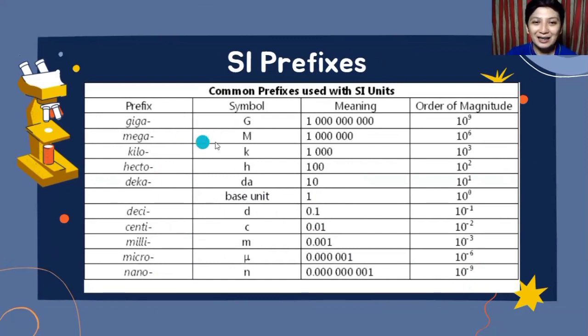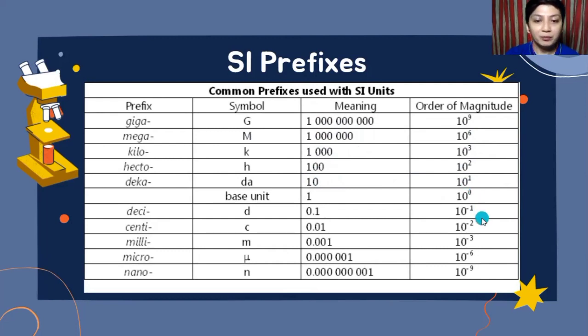Giga, the symbol is capital G, meaning it is 10 raised to the 9th power. It has 9 zeros. Mega has 6 zeros. Kilo has 3 zeros. Hecto has 2 zeros. And deca has 1 zero. These are the orders of magnitude: 10 raised to the 6th, 10 raised to the 3rd power, 2nd power, and to the 1. And usually, when we use 1, we don't need to write it.